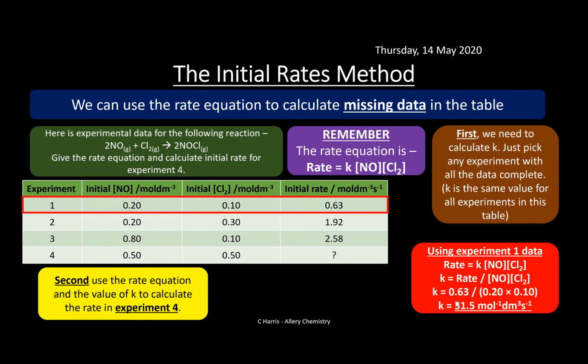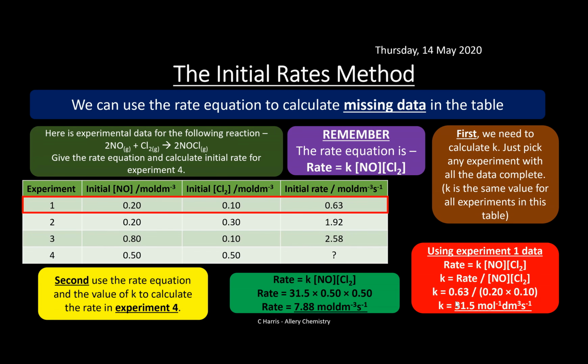Now we've done this, we can then literally use the rate equation and the value of k to calculate the rate in experiment 4. Okay, so we've put in the rate equation, rate equals k[NO][Cl2]. We've put all the numbers in, including the value of k that we've just worked out there, and then we should get a rate of 7.88 moles per decimeters cubed per second. And so that's how you'd work out the missing data here for the initial rate.